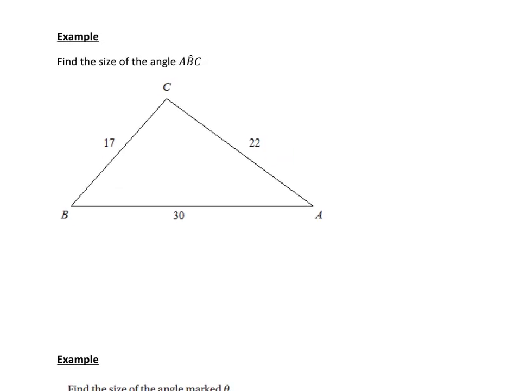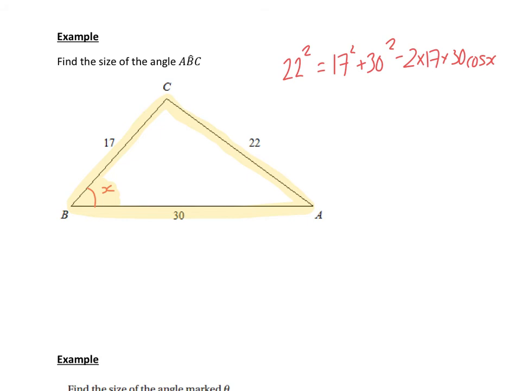Next one, find the size of the angle ABC. So that's this angle here. So highlight what we've got. We've got all three sides, and we're trying to find that angle. So that means cosine rule. So I'm going to start off by writing the cosine rule out. So it's 22 squared, because that's opposite the x, equals, so I'll do Pythagoras, so it's 17 squared plus 30 squared, take away 2 times 17 times 30 cos x.